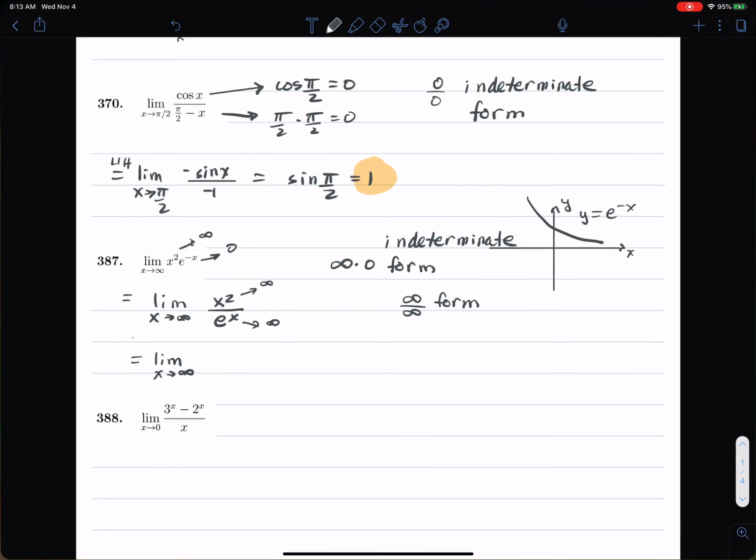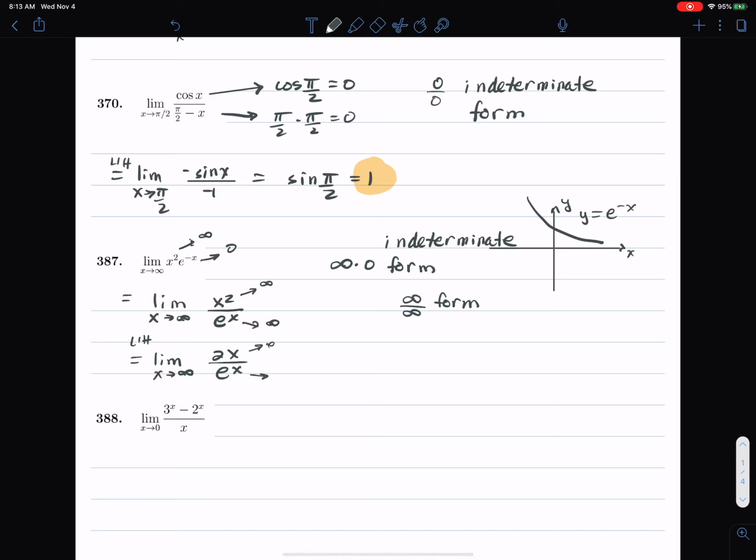And again, I take the derivative of the numerator, that's going to be 2x, and the denominator, the derivative of e to the x is e to the x. Still, infinity over infinity form. So once again, I use L'Hopital's rule. I make a little indication that I'm doing that just to give whoever's reading this a heads up. And I'll have 2 over e to the x. Derivative of 2x is 2. The derivative of e to the x is e to the x.